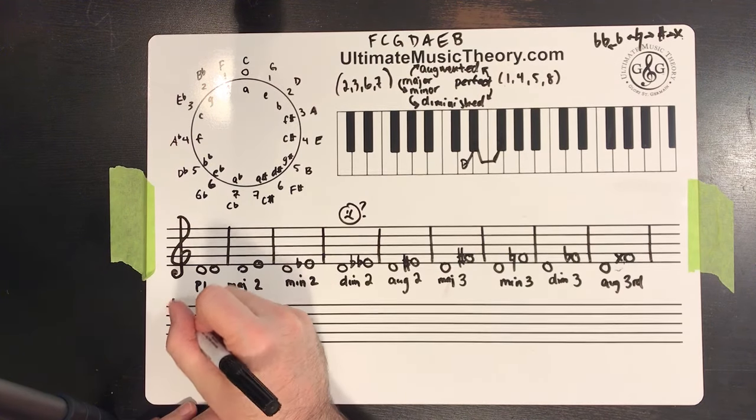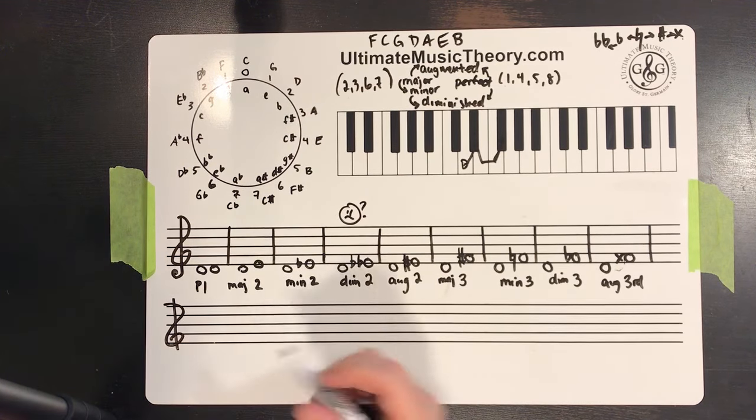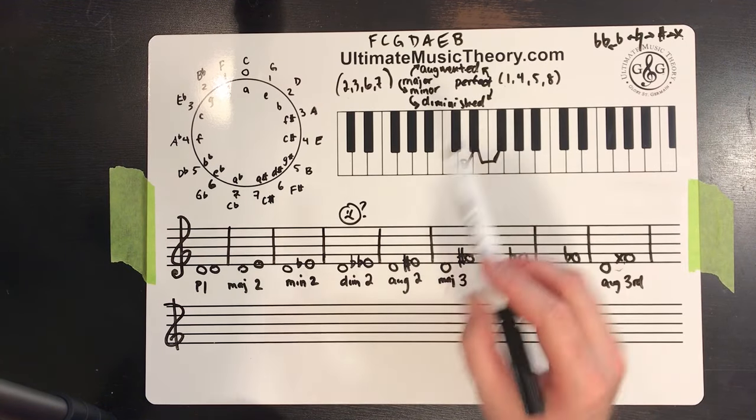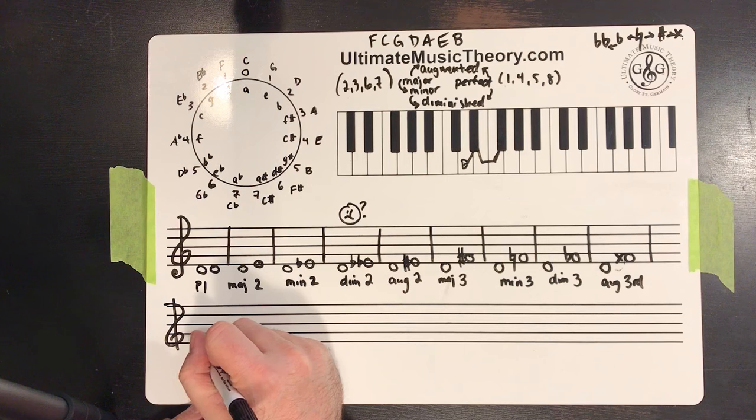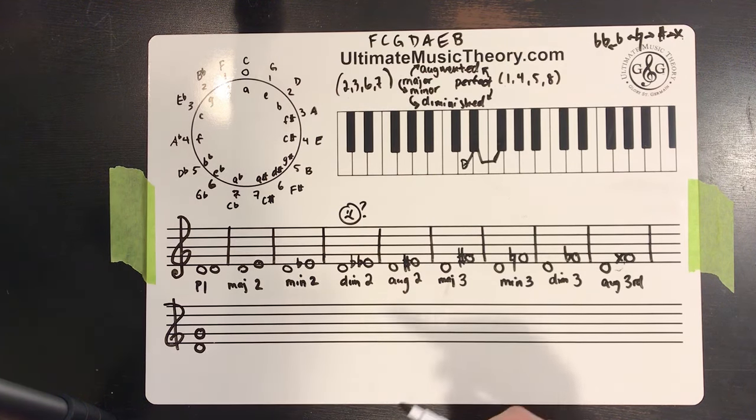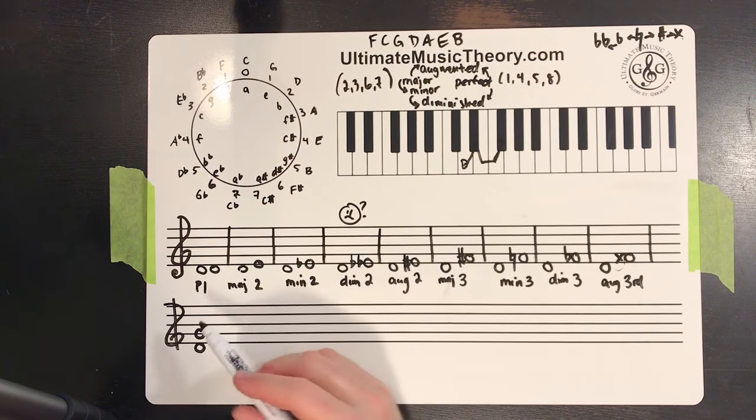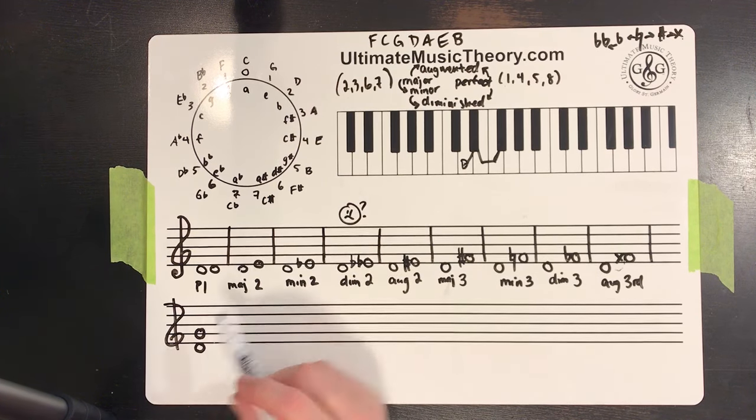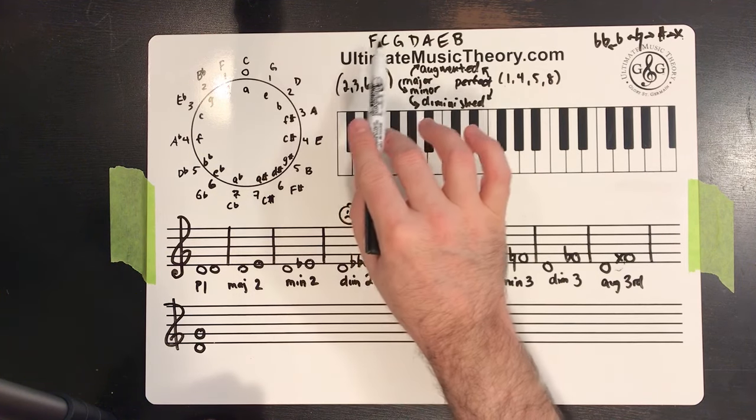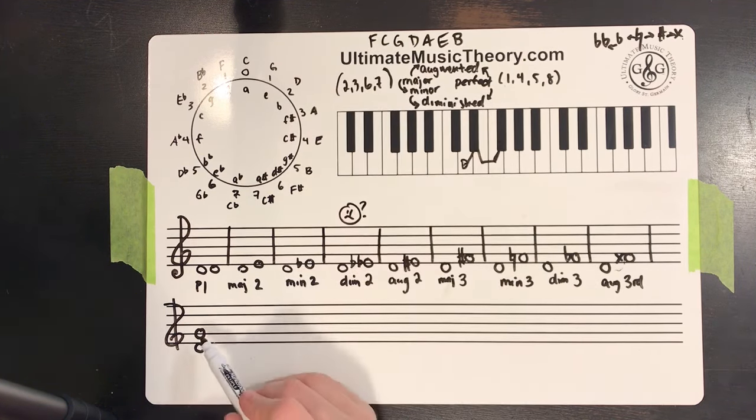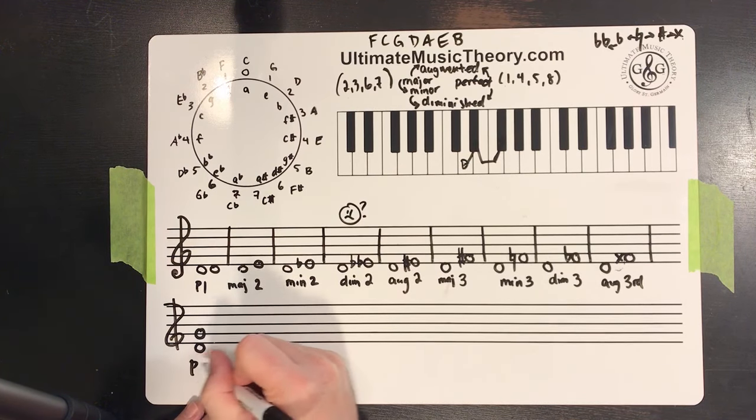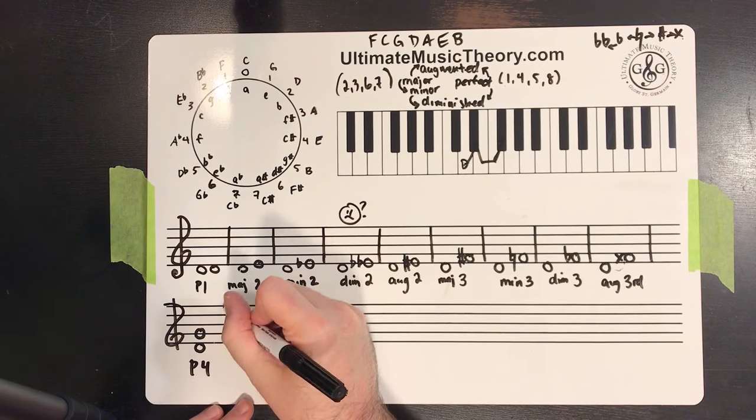Now, let's go into our fourth. And our fourth is going to be a perfect. So let's start with D, and we go up to G. So I always do this. Okay, so is this a perfect? Well, let's see. D to G. Is G in my key signature? So we're looking at D major. D major has 2 sharps. That's F and C sharp. So no, this doesn't have to be a sharp. So this is a perfect fourth.